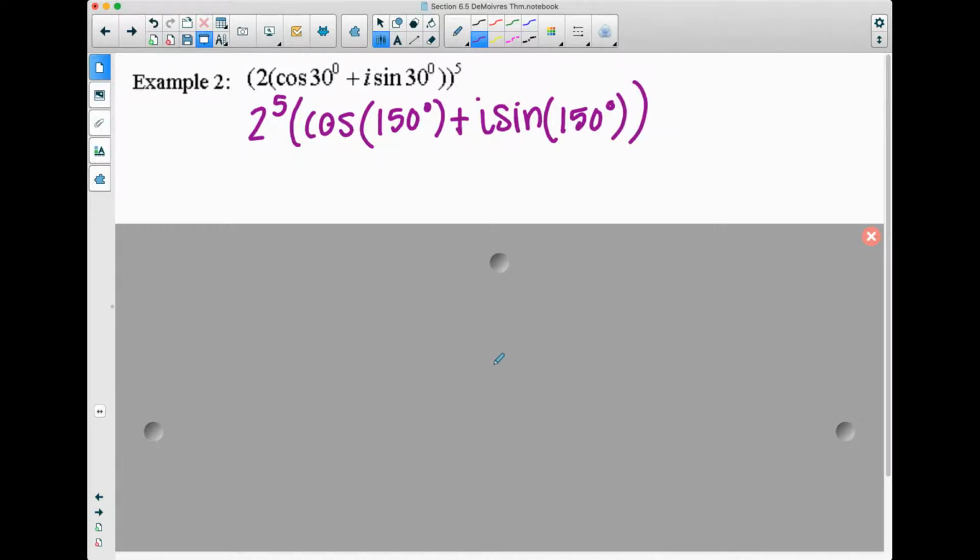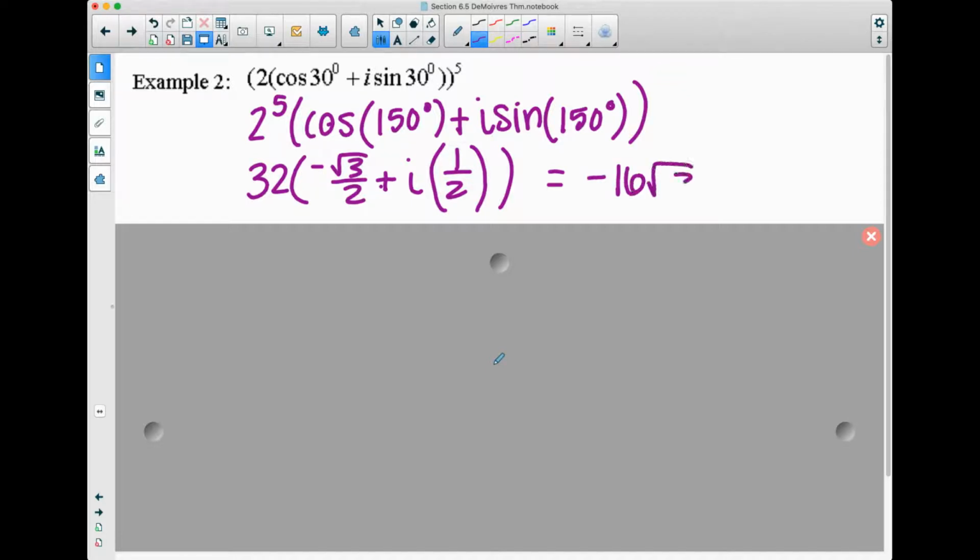So 2 to the 5th is what? 32. Cosine at 150 is negative root 3 over 2, sine at 150 is half. And so we end up with negative 16 root 3 plus 16i.